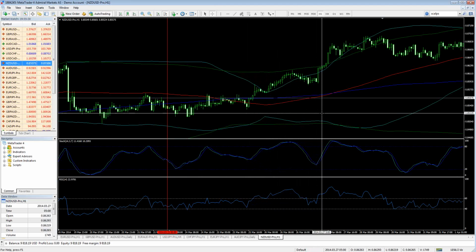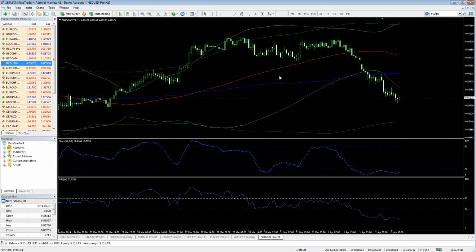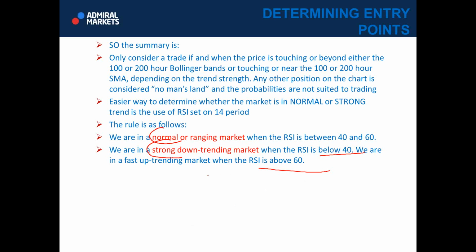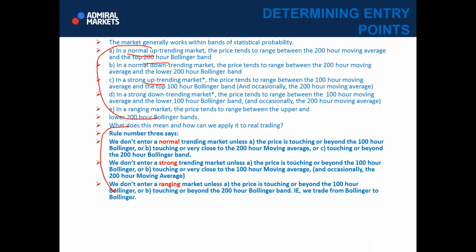This is strong, but we didn't. Let's see what the rules for strong trend say. Strong trends: RSI is above 60. Okay, we know that already. But also the price is touching or beyond the 100-hour Bollinger, touching or very close to the 100-hour moving average, and occasionally the 200 moving average.